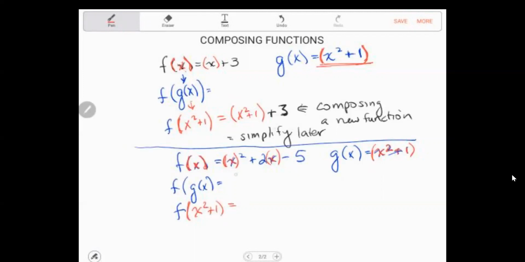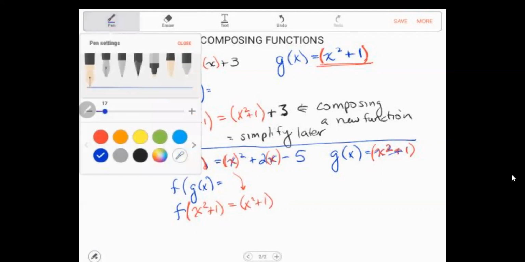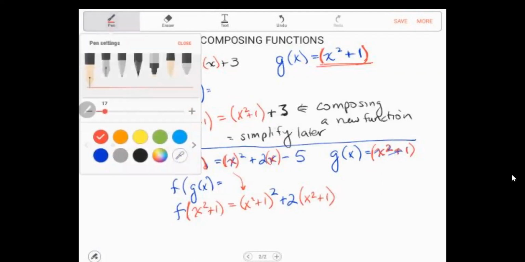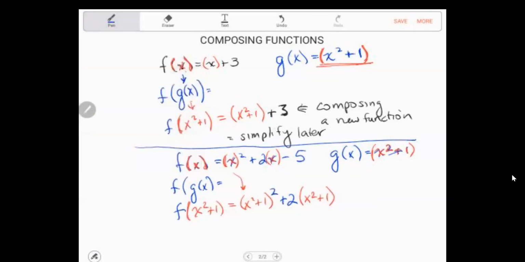So where we had an x, now we're going to have x squared plus 1, and we can't forget that that was squared. And then plus 2, and again, we're going to put x squared plus 1 in the same way that we did on the last one, when we had a 5 or some number. And right there, we have gone through the process of composing a new function.